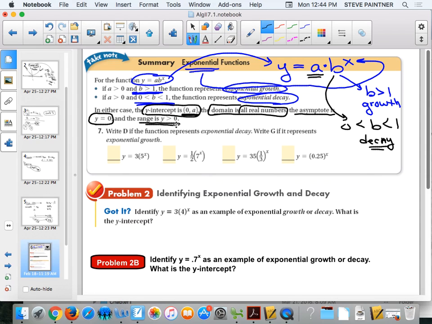Okay, these 4 problems, 1, 2, 3, 4, just tell me, are they growth or are they decay? G for growth, D for decay. I'll give you 10 seconds. Go.